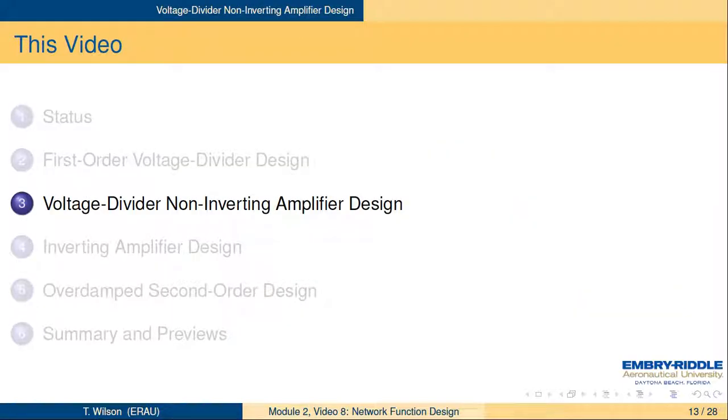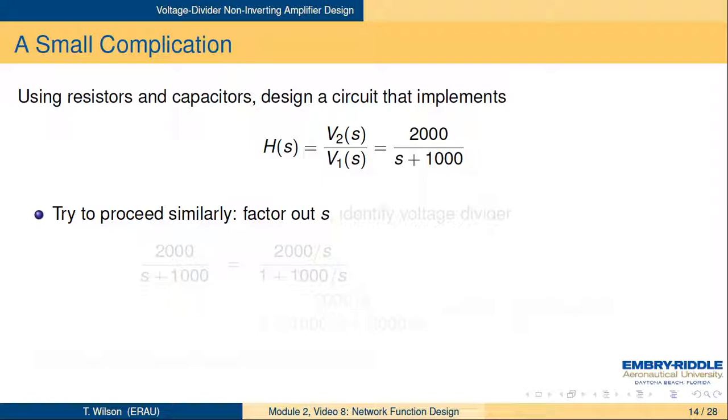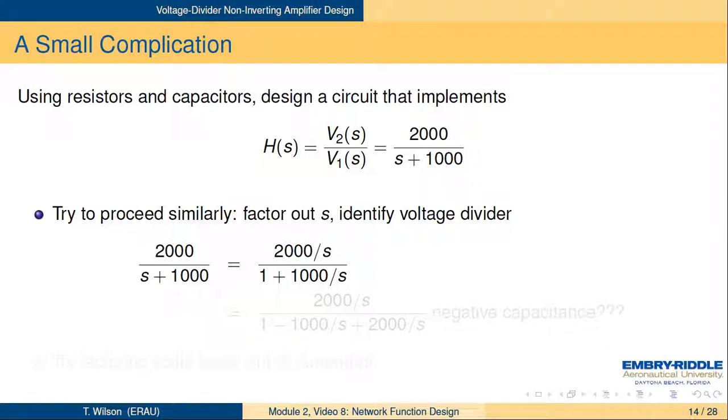Well, all good things must come to an end, and the simplicity is coming to an end now. So there's a little complication here. What if we have 2,000 over S plus 1,000? Well, we'd go the same way, proceeding as usual. It worked one time. Let's try it again. So we factor out the S. We get 2,000 over S over 1 plus 1,000 over S, and then we try and identify the voltage divider. And to get the 1,000 over S into the denominator, you have to have the 2,000 over S in the output branch. You have to have a minus 1,000, 1 over 1,000 farad capacitor in there someplace, a negative capacitance.